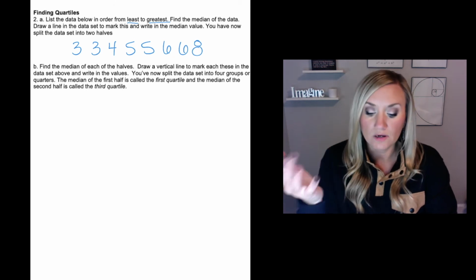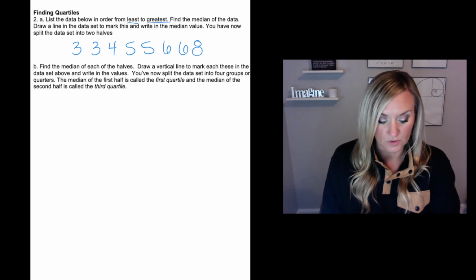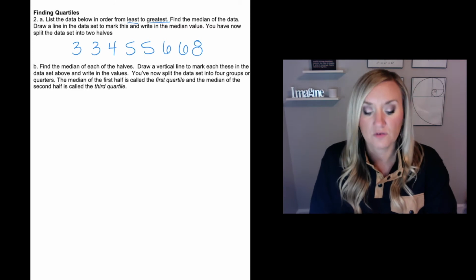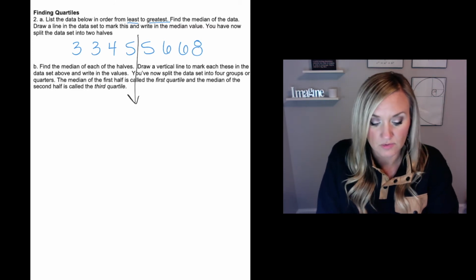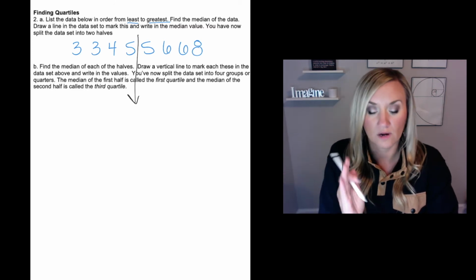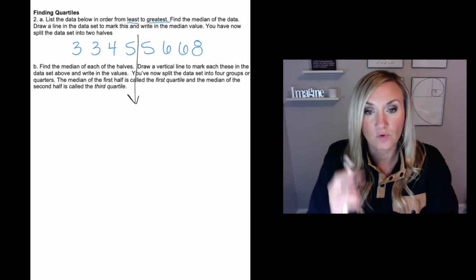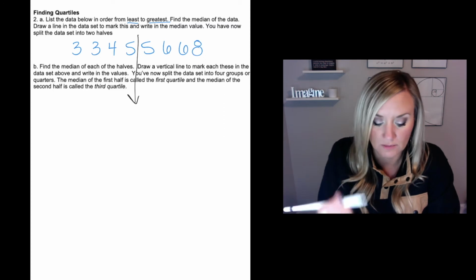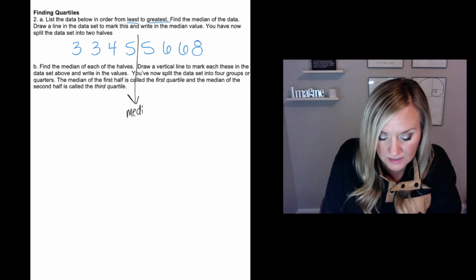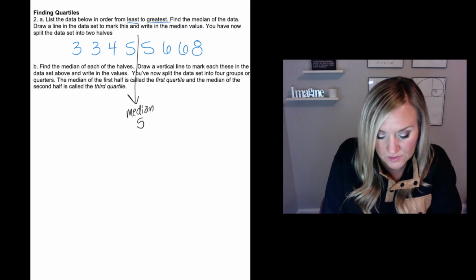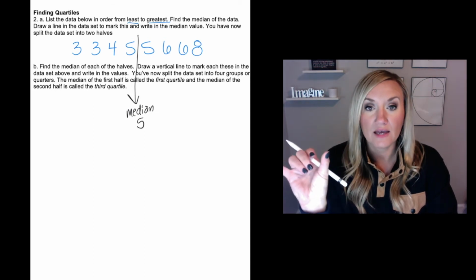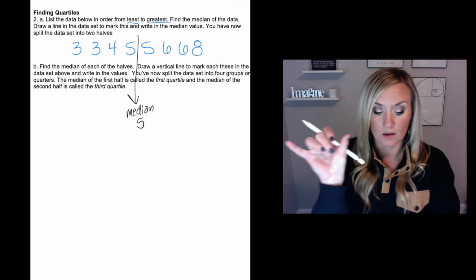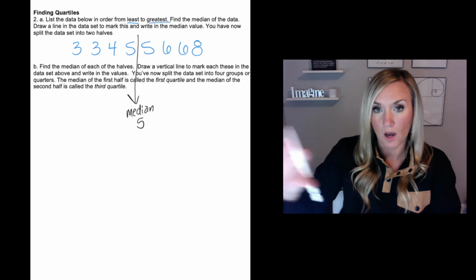Now we're going to find the median of our data. The median is directly the middle. We have 4 numbers on either side, so we take those two 5s, add them together to get 10, and divide by 2. The median is 5. That has broken our data up into an upper and a lower half.